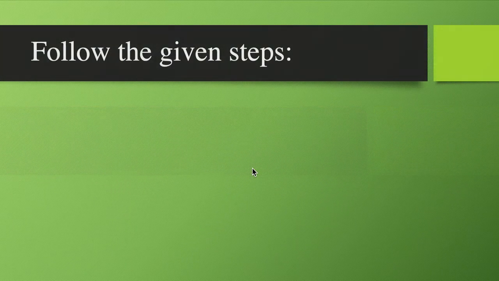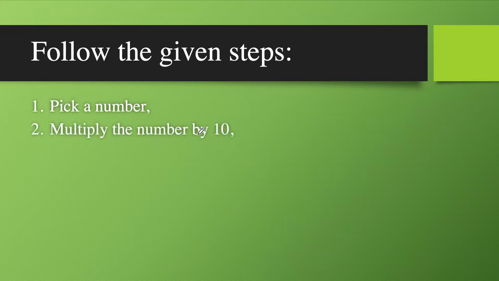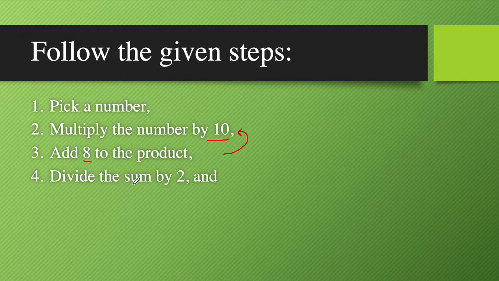So let's take this as an example first. We're going to follow some steps. First, we're going to pick a number. And then with that number at hand, we're going to multiply that number by 10. After that, we're going to add 8 to whatever the product is from step 2. Then we're going to divide the sum from step 3 by 2. And then we subtract 4.